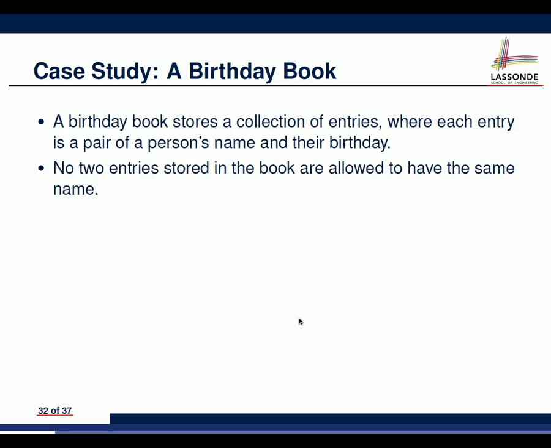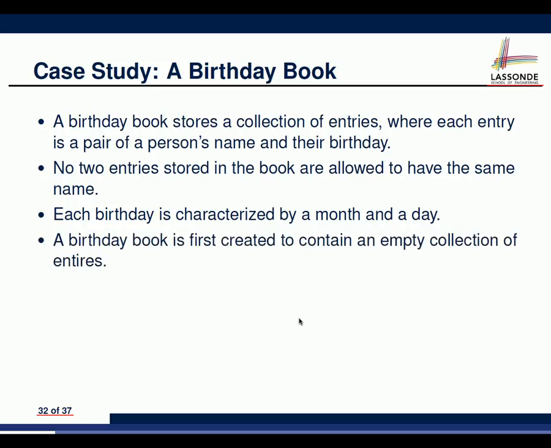Now, no two entries stored in the book are allowed to have the same name. That means we intend to use the name as a lookup key, right? And for the birthday, for simplicity, let's say only month and day. Let's not worry about the year. And then initially the book might just be empty. Let's say we don't have any maximum capacity.